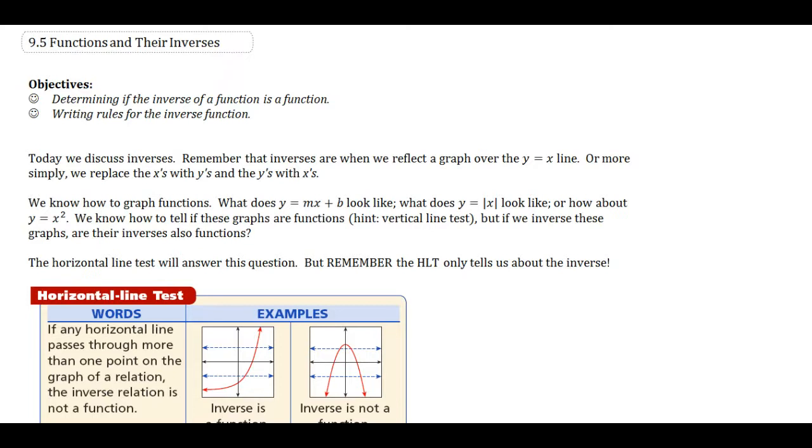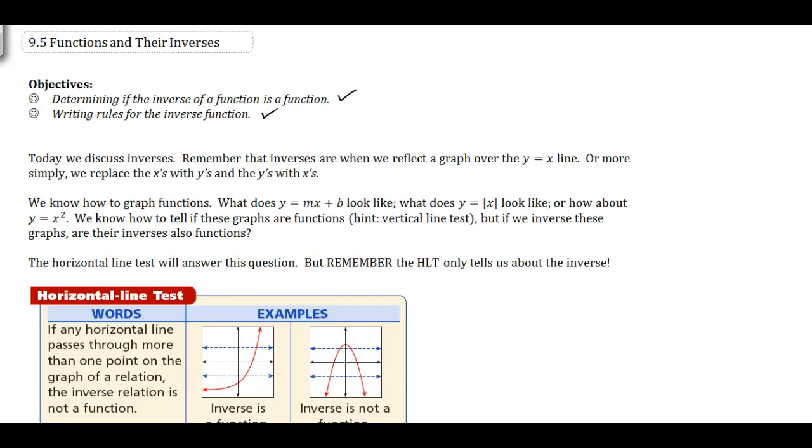And so we're going to do this with the functions, and we're going to show two things. I want you to determine if the inverse is a function, and second, I want you to be able to write the rules for the inverse function. In other words, find that inverse function when you switch the x's and y's, or change all the y's to x's and the x's to y's, and solve it for me. So we're going to talk about these inverses.